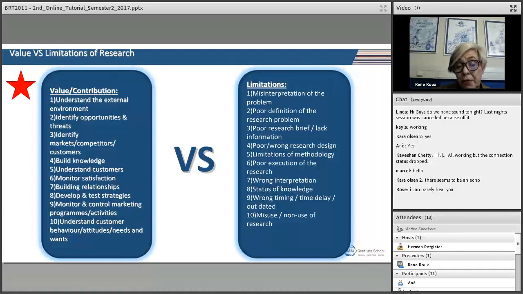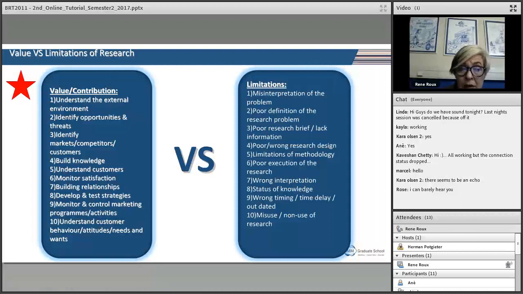The misuse of research or the non-use, and that also happens in the real world out there, that you embark on this research campaign and then in the end no one actually implements the findings, the conclusions of the research, or they misuse it in the sense that they apply the findings the way they would like to and not really looking at what the feedback is from the market.